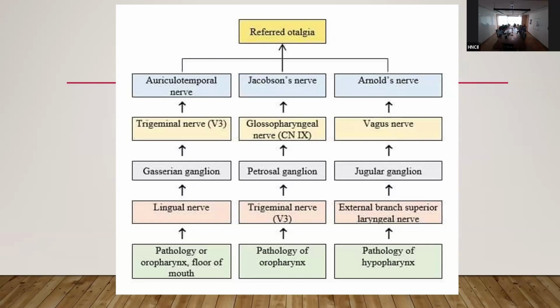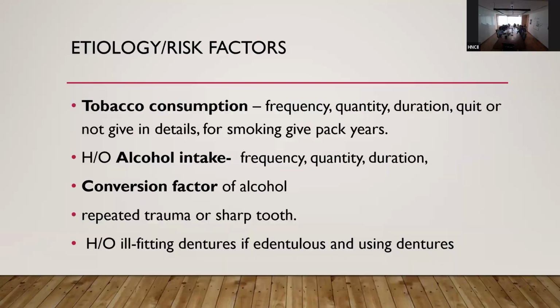And finally, in the hypopharynx, it's due to the vagus nerve. So the external or internal branch of the superior laryngeal nerve relates to the jugular ganglion and then through the vagus nerve to the auricular branch. So that is more in the posterior part of the pinna where the pain is seen.